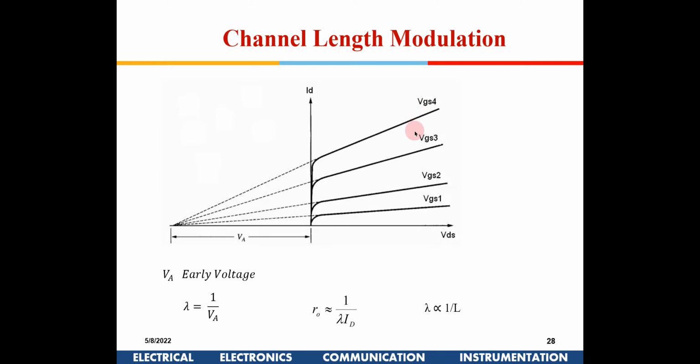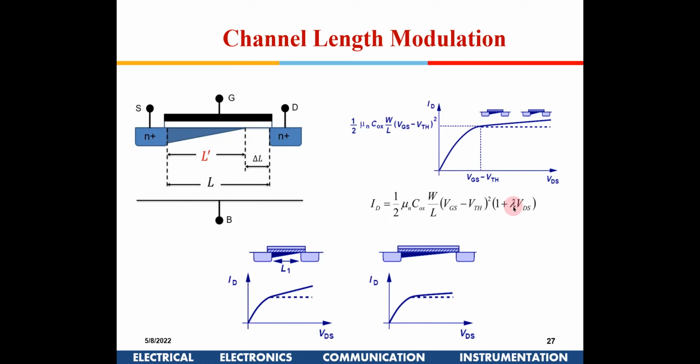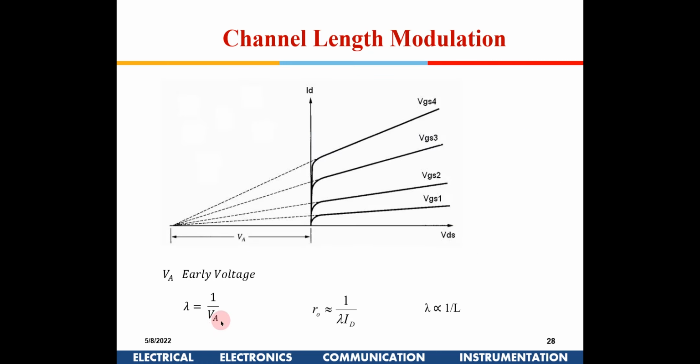Now what is this lambda out here? If you see, these curves are not horizontal with respect to VDS, they are slightly increasing. If you extrapolate them, they will meet at a point which is known as the early voltage, and lambda is given by 1 by VA. So this is how the current equation gets modified with lambda, which is 1 by VA.